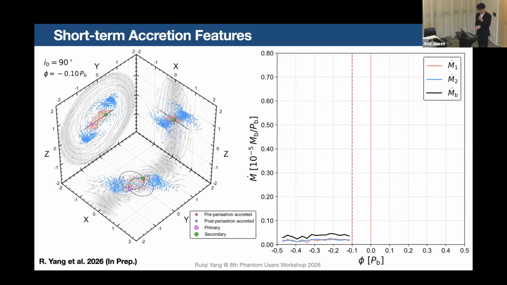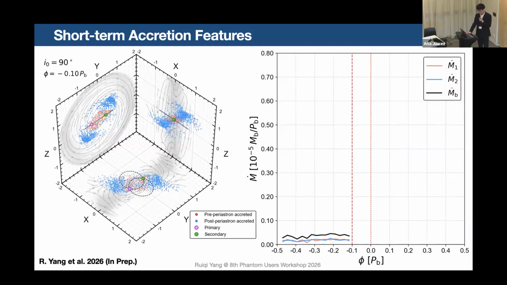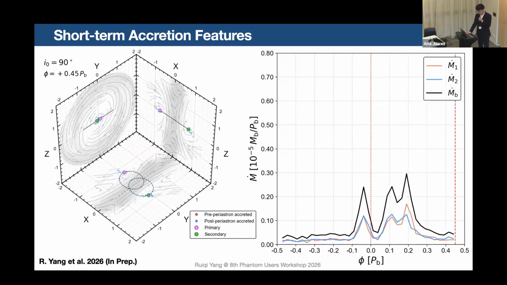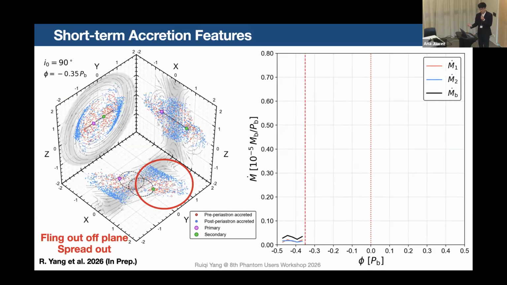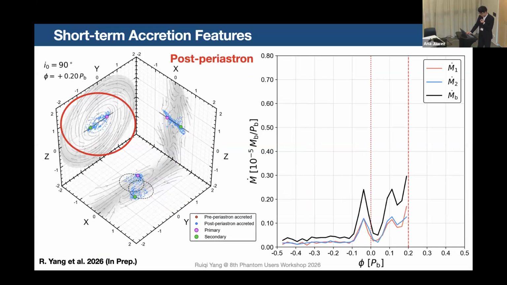And this is the 90-degree case. Okay. Compared with the 60-degree case, the particles are not that concentrated around each star, but there are some particles flying out of the circumbinary disk plane, and then finally fall back onto the binary region, and they are more spread out. And also the interaction between the two circumstellar disks is weaker than the 60-degree case. Since the gas particles accreted after periastron are more than pre-periastron, it shows the post-periastron dominant accretion.